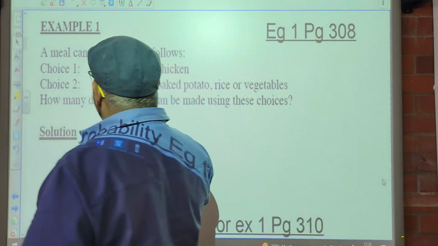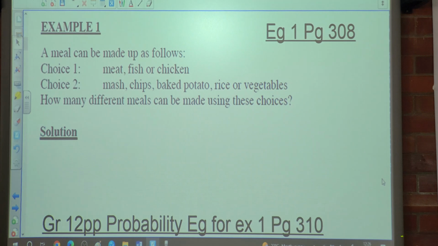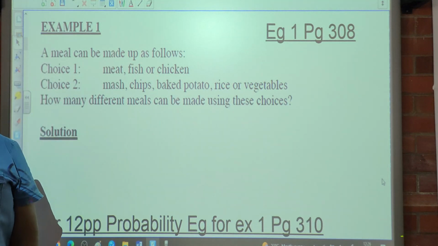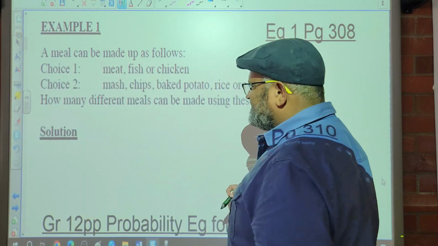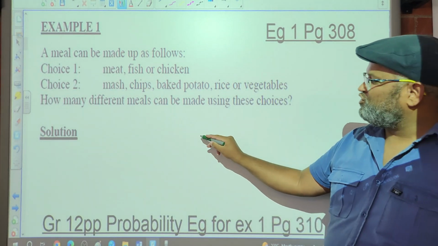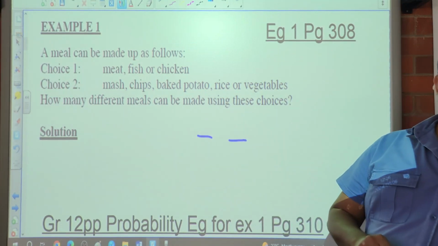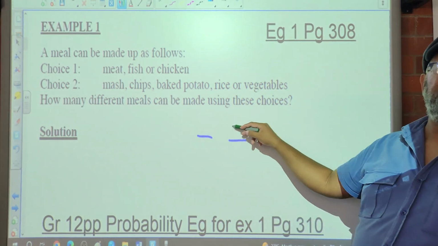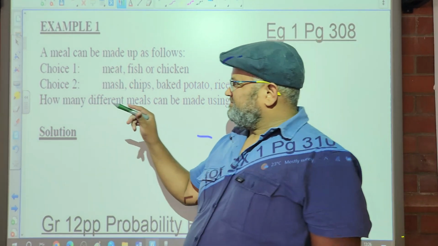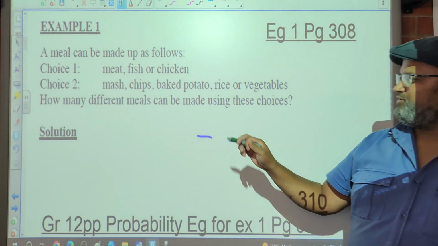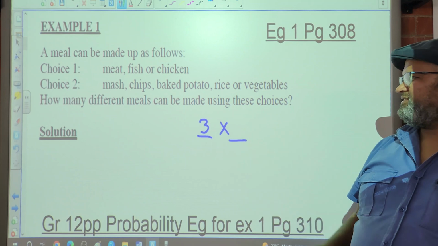So, let's say that they're only going to use one of the 2 choices. The question is how many different meals can be made up using these choices. So I take an easy approach to it. I say, okay, since there's 2 choices, I use 2 boxes. So this is choice 1, and this is choice 2. How many options do I have for choice 1? Fish, meat, chicken. You have 3.